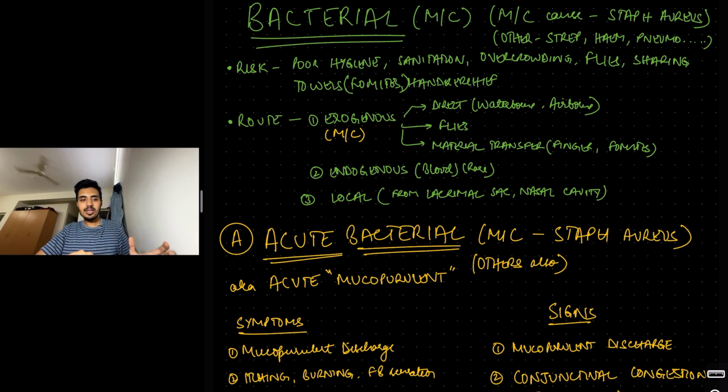Now let's look at some things that are common to all types of bacterial conjunctivitis. First of all, the risk factors. These are actually common for all types of conjunctivitis. That is poor hygiene, poor sanitation, overcrowding, increased population of flies, sharing of towels, sharing of handkerchiefs, fomites, etc. So these are some risk factors.